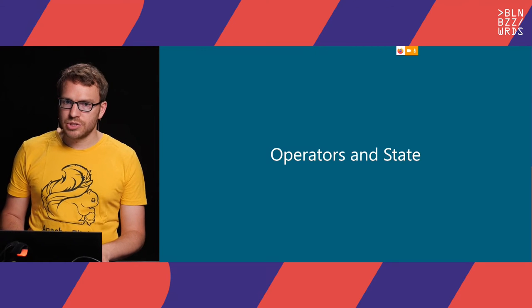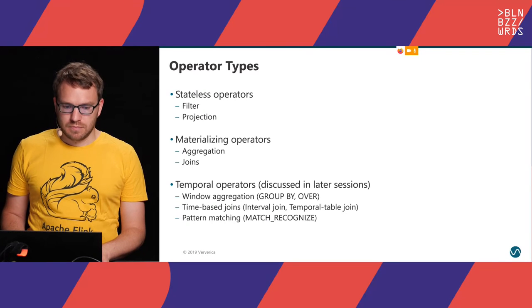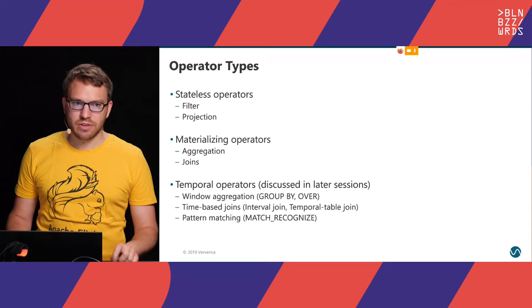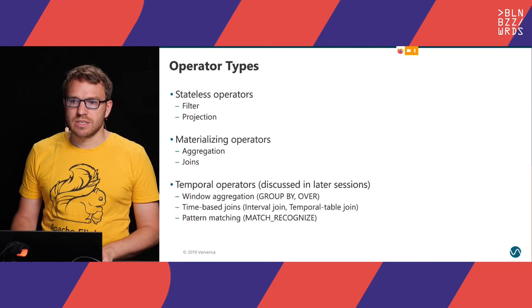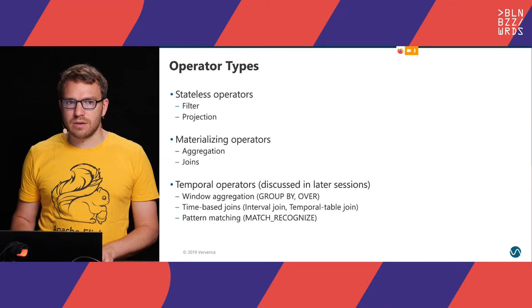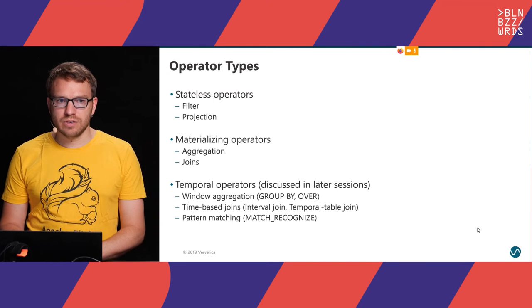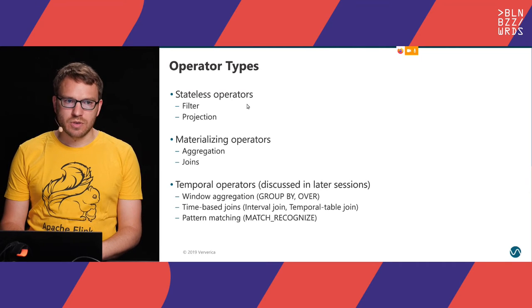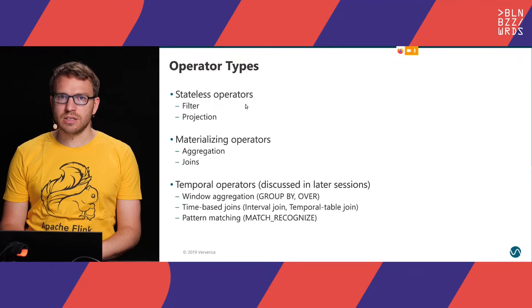Let's continue with operators instead. This goes now a little bit into the internals of the system. So there are basically three different types of operators that Flink uses to process such queries. There are stateless operators like filter and projection. These are operators that don't need to persist any intermediate results.